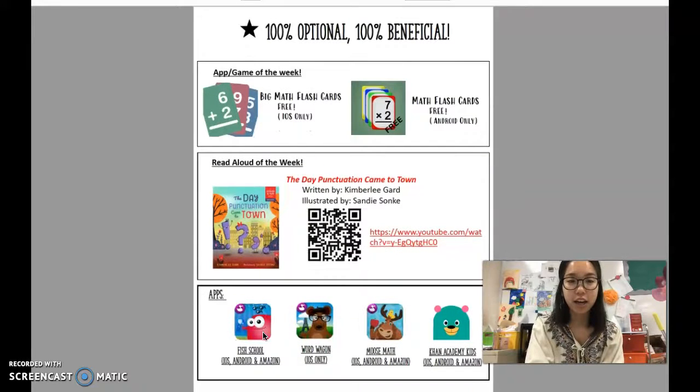Our read aloud for the week is The Day Punctuation Came to Town. It's really important. I saw that some of us were not including punctuation in our sentences, so I thought that would be important to review. And then my app or game of the week is flashcards in math.